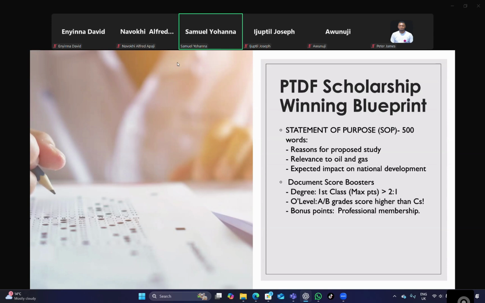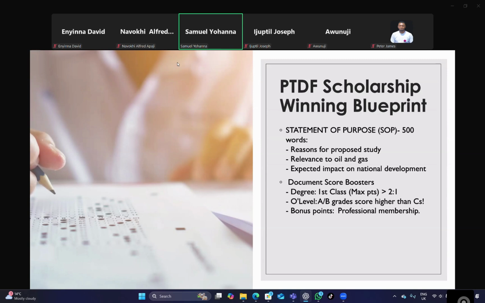And also, there's what I call document score boosters. PTDF is an all-round scholarship. Your statement of purpose is just one aspect of the criteria, one aspect of the grading of your application. So you have the statement of purpose, and they grade you based on your documents as well.